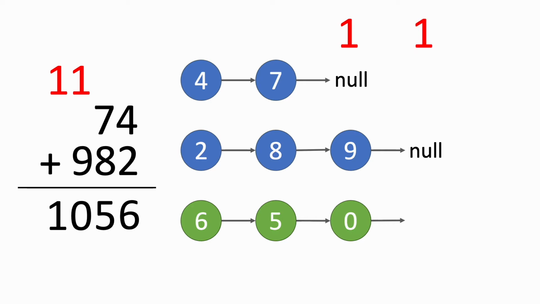Notice that even though both linked lists have ended at this point, we still have a leftover carry, so we have to add one more extra node to our answer for the leftover 1. Now we're finally done, and we can return the head node as our answer.